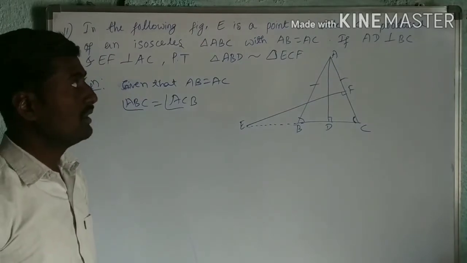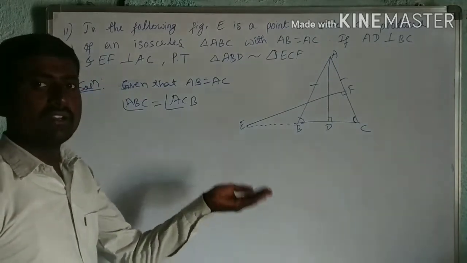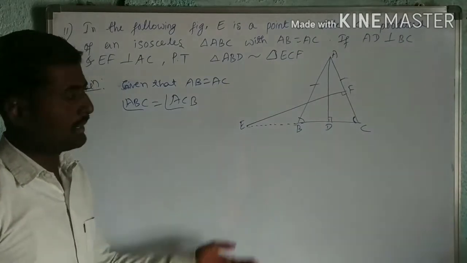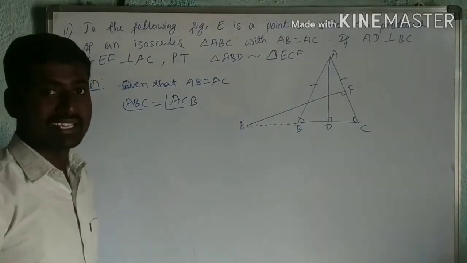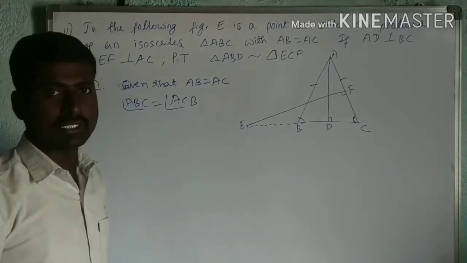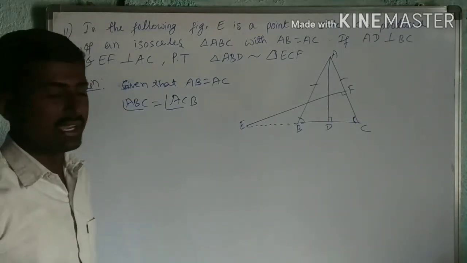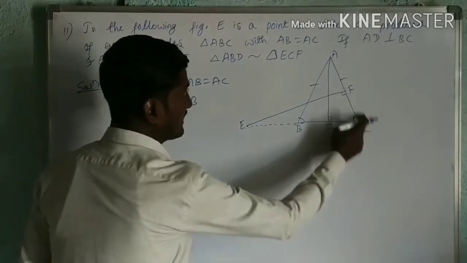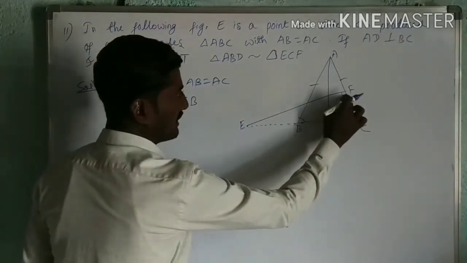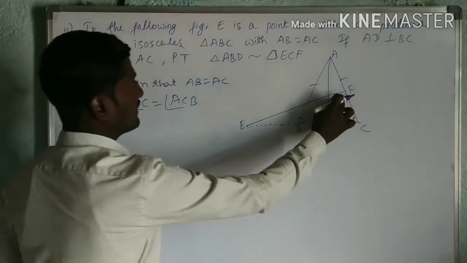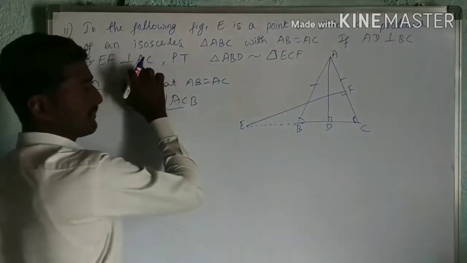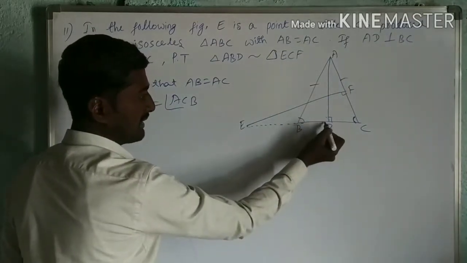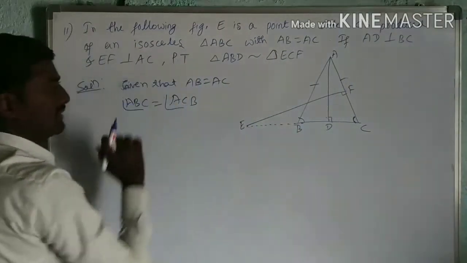Next, you can get another angle and apply the AA similarity criterion, or it may be SAS. Here SAS may not be possible, so I'll go for another angle. Now in triangle ECF, this angle is 90 degrees because it is given, and in triangle ABD, this angle is 90 degrees because that is also given.